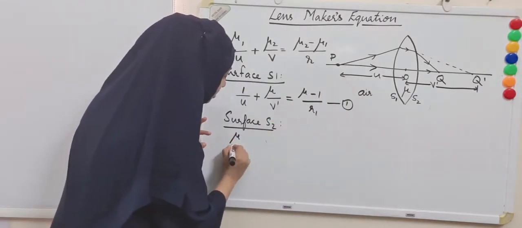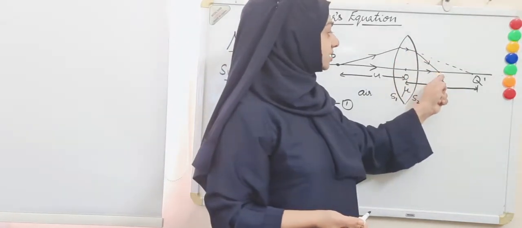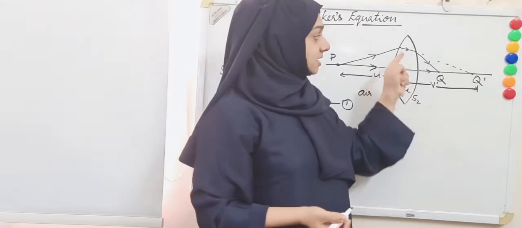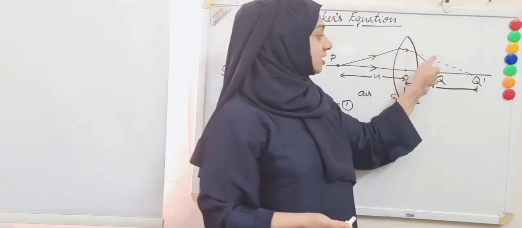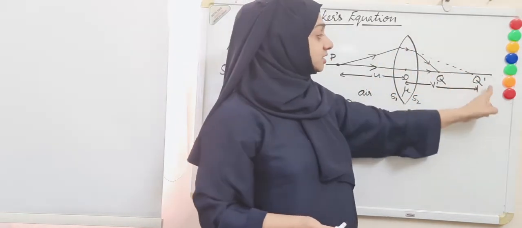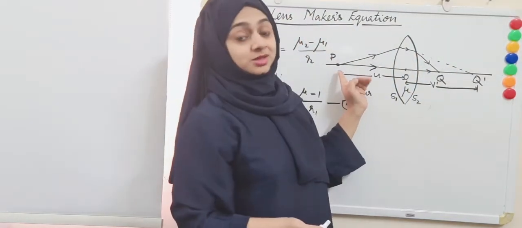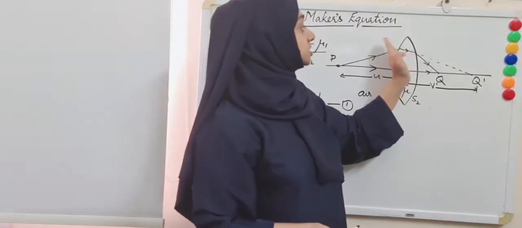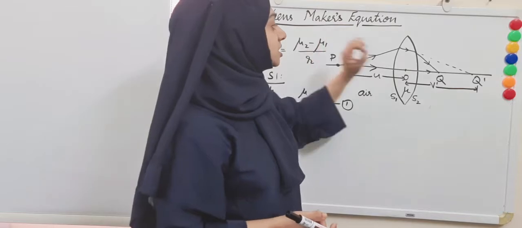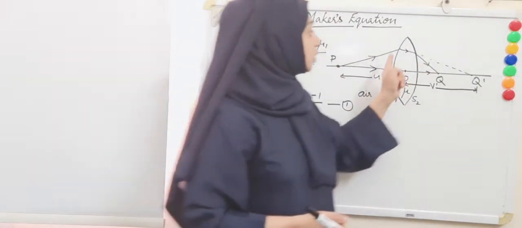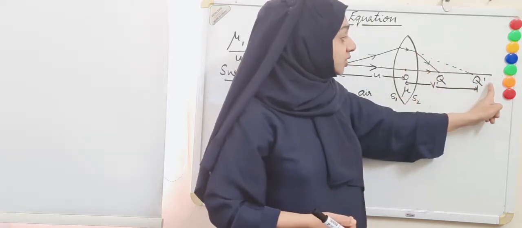So, mu divided by, what is the object when the light ray gets refracted from here? See, the incident ray is in this direction. So, the incident ray appears to be in the direction of Q prime. It's not in the direction of P. So, it's not in the direction in which the light ray is coming from P. So, we cannot consider P as the object for this refraction. So, which is the object for this refraction? It will be Q prime.